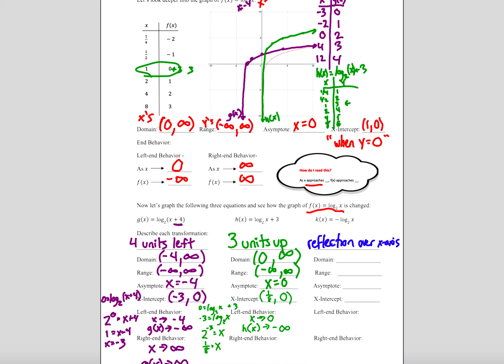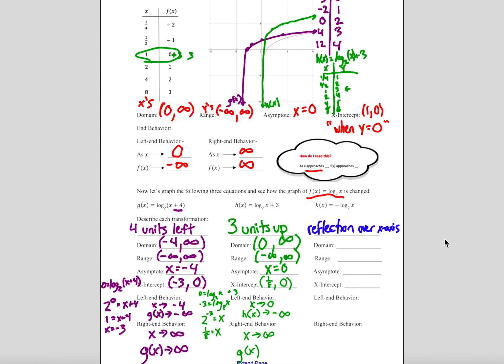And the right-hand behavior is not changing. That would be x approaching infinity, because it keeps going to the right without bound. The g of x, or the y value, scroll down so you guys can see that, is approaching infinity. So those are those two.